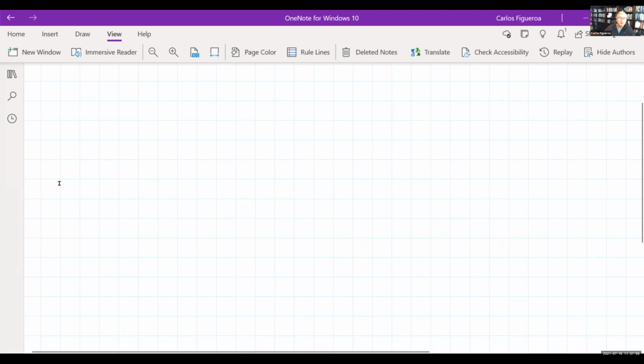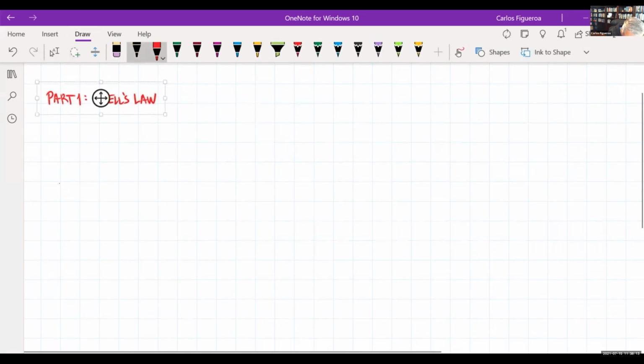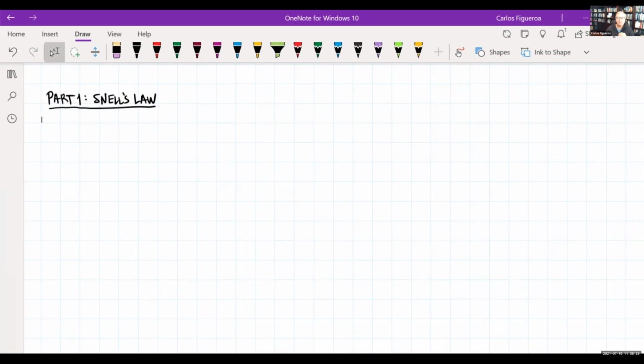We want to go in, part 1. We want to look at Snell's law. Okay, so our first part is Snell's law. And what we're going to do here is that I think you should really pay attention to how I set this up, because the way I set this up will really work to your advantage for making it easy.